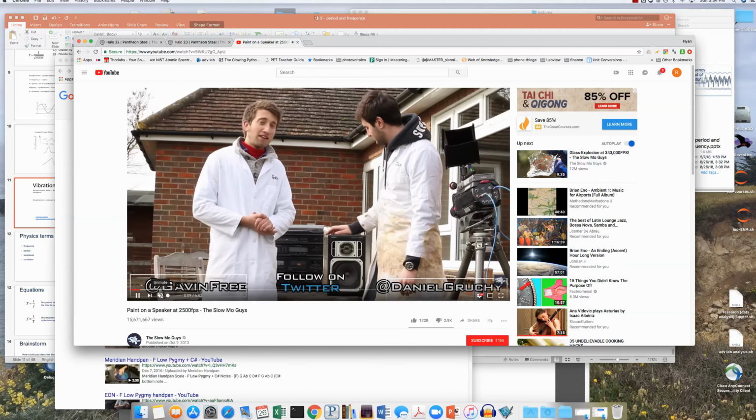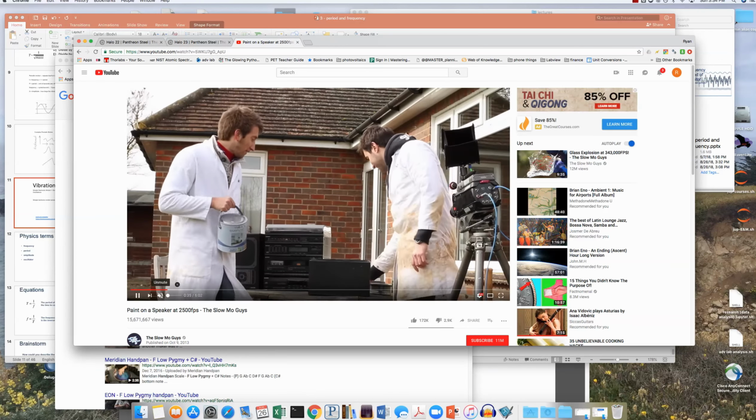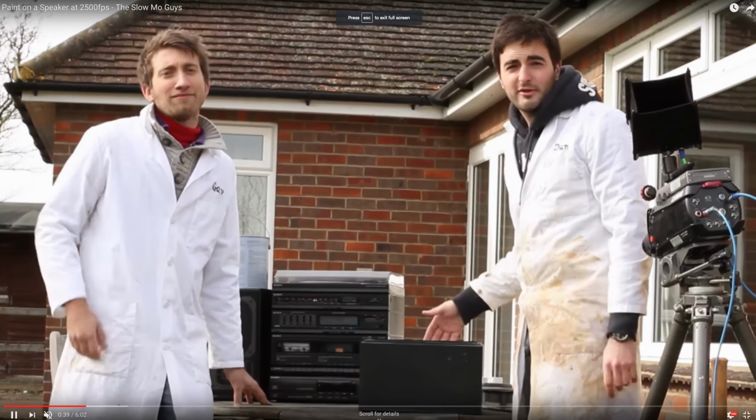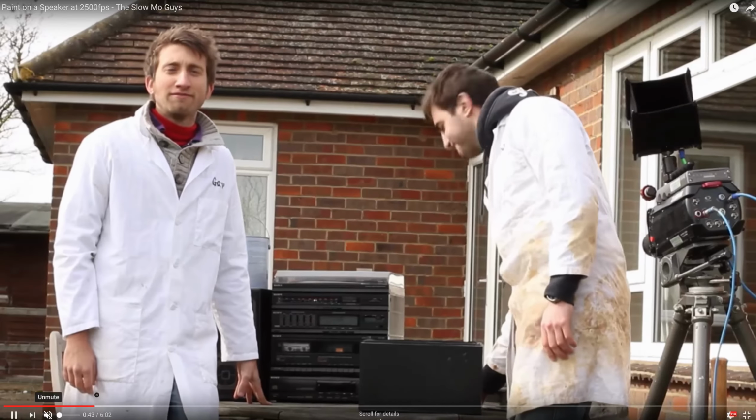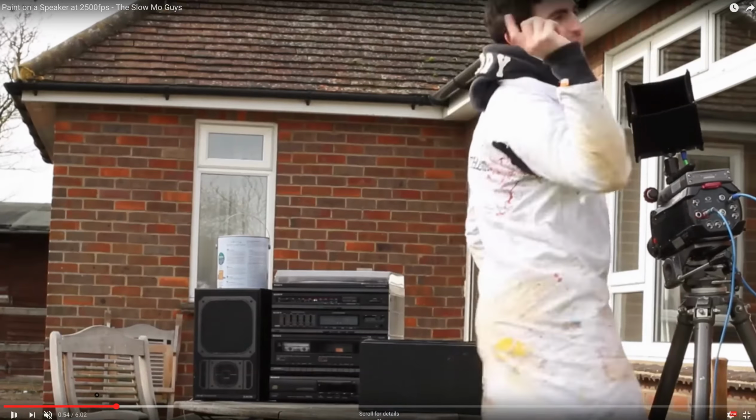These guys are going to put some paint onto a speaker. It might sound pretty weird. Why are they putting paint onto a speaker? So they're going to show you that when a speaker goes up and down, it is actually making some vibrations, and so they're going to visualize those vibrations.